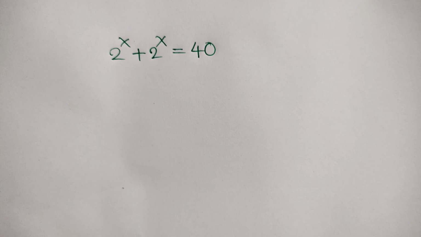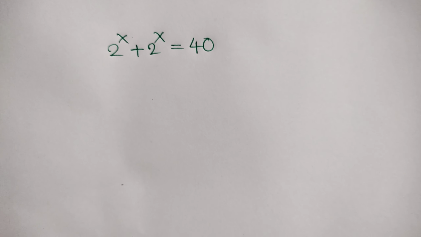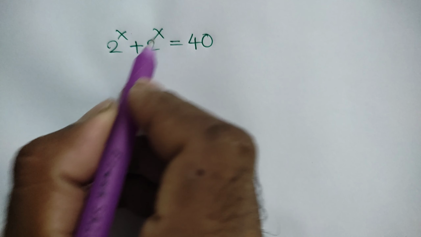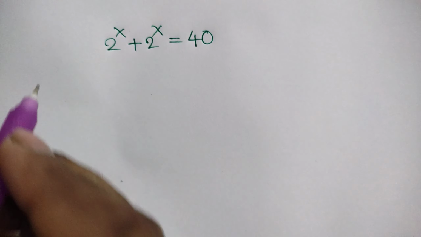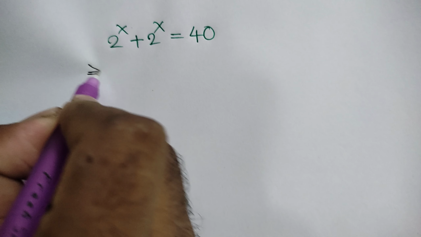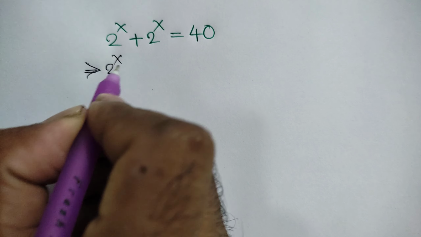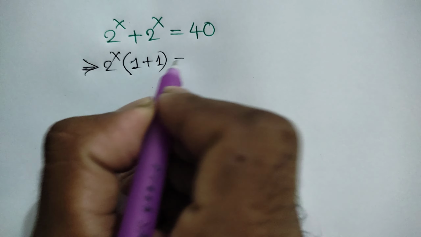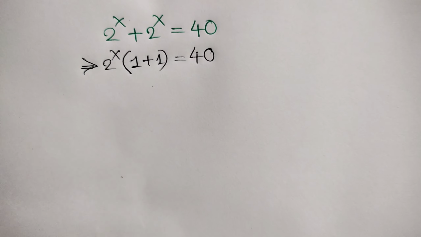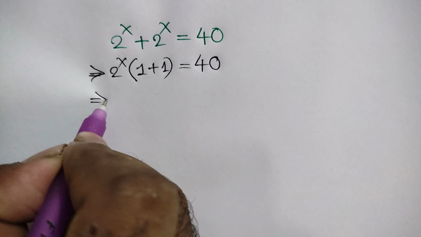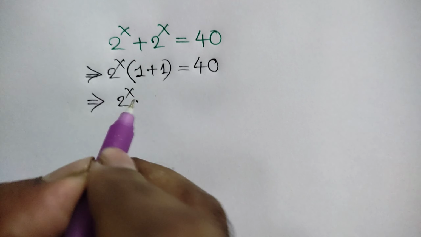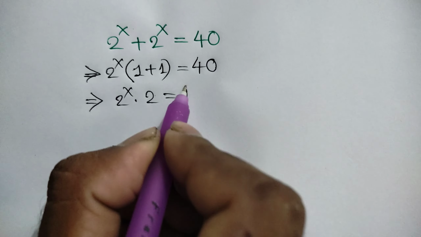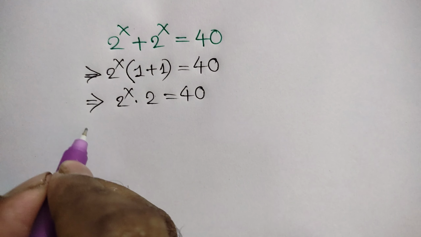Hi everyone, in this video I am going to show how to find the value of x where 2 to the power x plus 2 to the power x is equal to 40. Taking 2 to the power x common, we will get 2 to the power x times (1 plus 1) is equal to 40, or 2 to the power x times 2 is equal to 40.